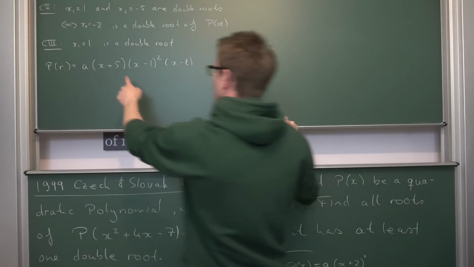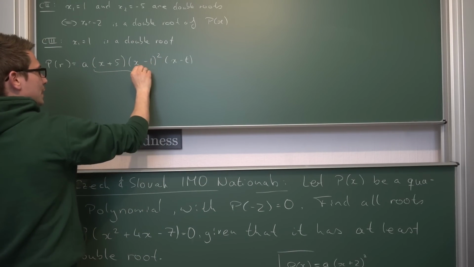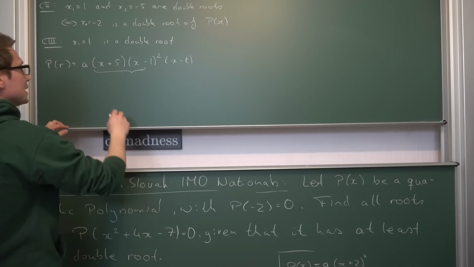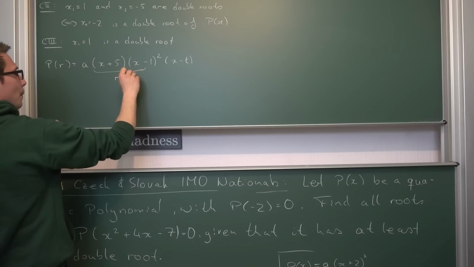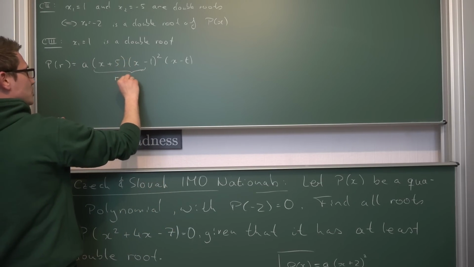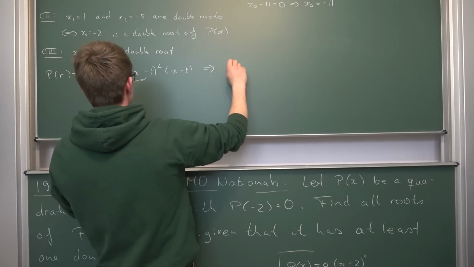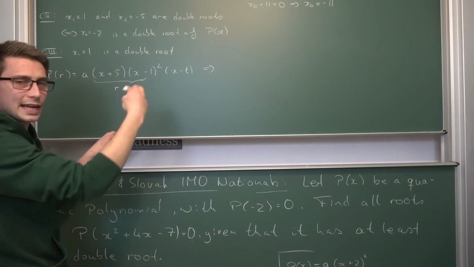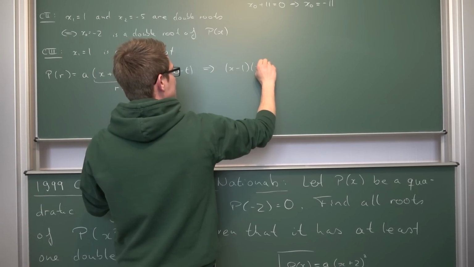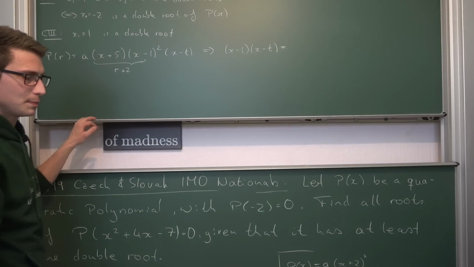Now, two of those multiply together, so I'm going to stop halfway here. Okay, x plus 5 times x minus 1 is going to be our r plus 2. R plus 2 multiply together. Meaning what we need to have is that, now we have an x minus 1 left, x minus 1 times x minus t must be equal to, what must it be equal to?